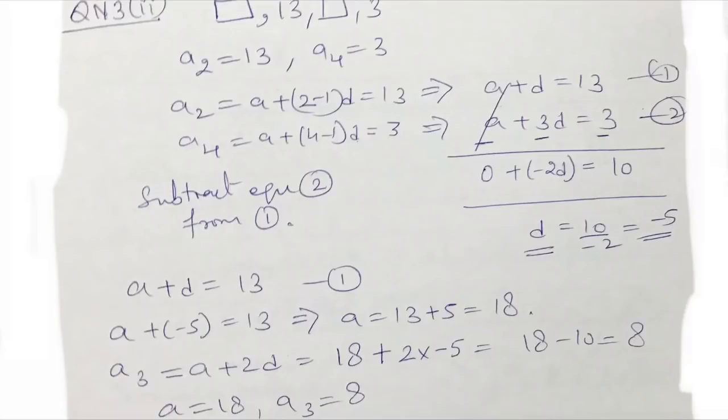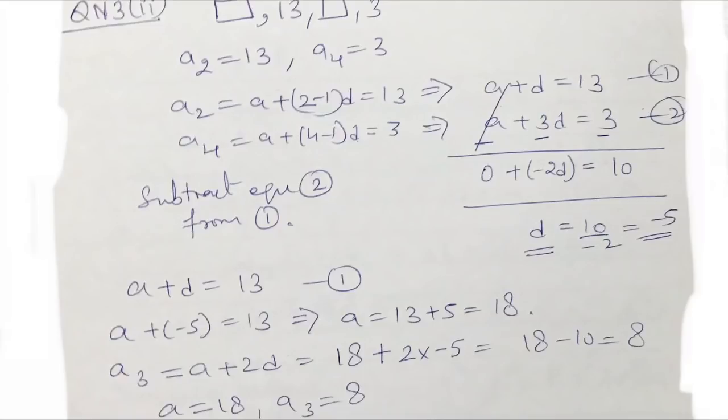Now the coefficient of a in both the equations is the same, 1 and 1. So I am using the elimination method here, that is subtracting equation 2 from equation 1, because the coefficients are the same. When I subtract one equation from the other, I can cancel these two terms. So a minus a is 0. D minus 3d will give you minus 2d. 13 minus 3 will give you 10. So therefore d is equal to 10 divided by minus 2, which is equal to minus 5.